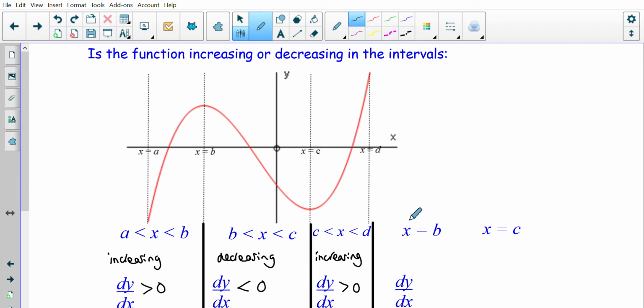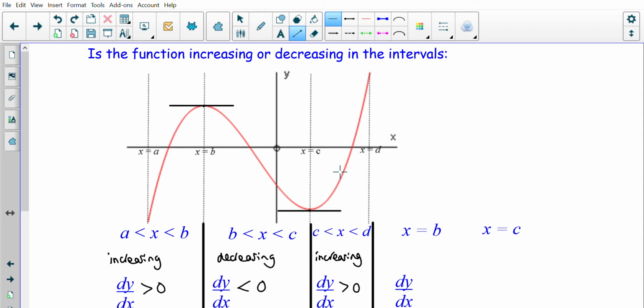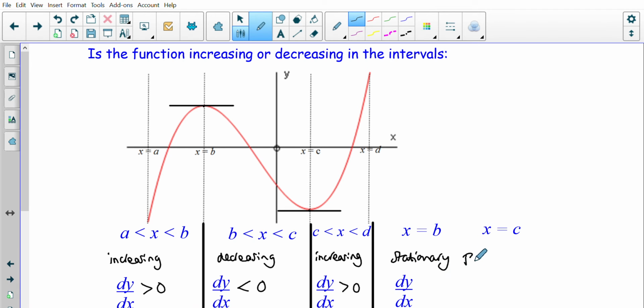Let's have a look at what's happening at x equals b and x equals c. These points are where the curve turns. So these are called turning points on the curve, where they change from being an increasing to a decreasing function. If we drew tangents at these points, we can see that they are horizontal lines. So the function is not increasing or decreasing at these points. The function is actually momentarily stationary. So x equals b and x equals c are called stationary points, and at these points, dy by dx is equal to 0.